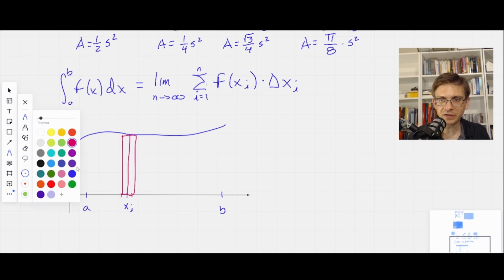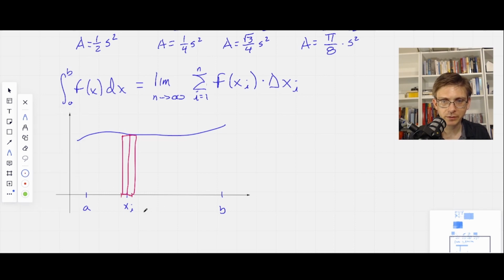So I can take different x sub i's. Well, there's an x sub i there. You can take another one here. And again, you get another function value, and you get a little neighborhood, and you get a rectangle there. And so this summation now is the area of a rectangle. And you are summing up all of these rectangular areas.